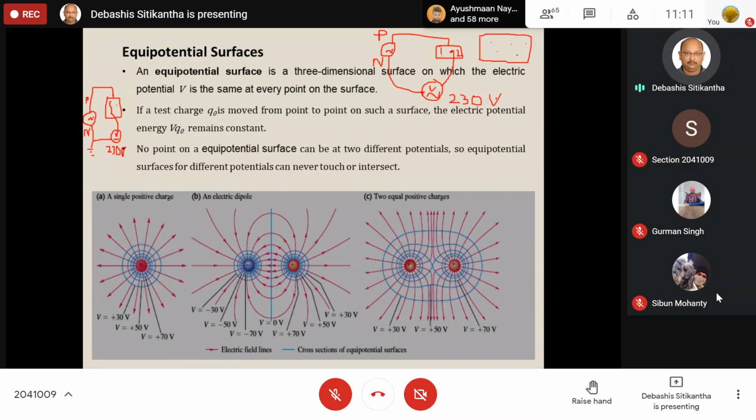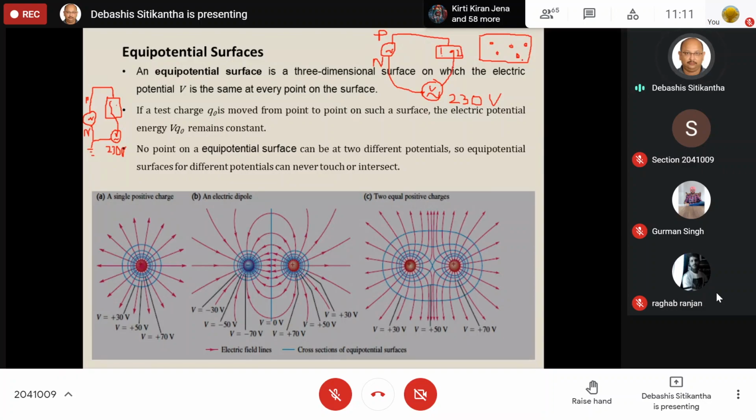So in other words, I can say all the points on this homogeneous sheet of metal are going to have the same potential. In other words, this sheet of metal is an equipotential surface. That means wherever we go, all the points on the sheet of metal are going to have the same potential.